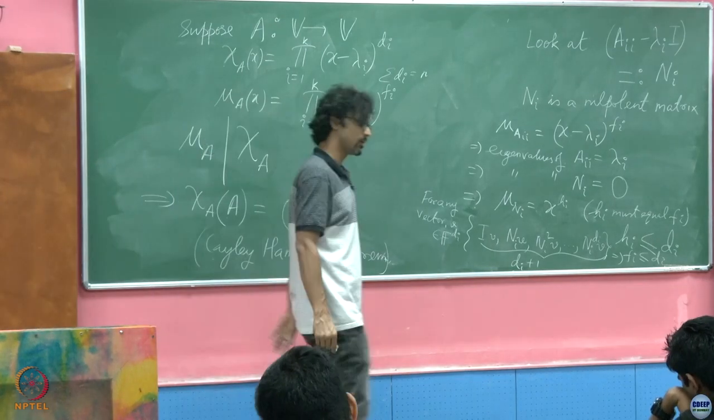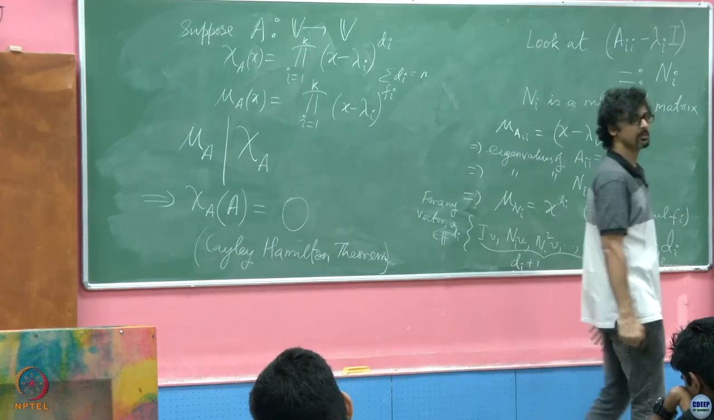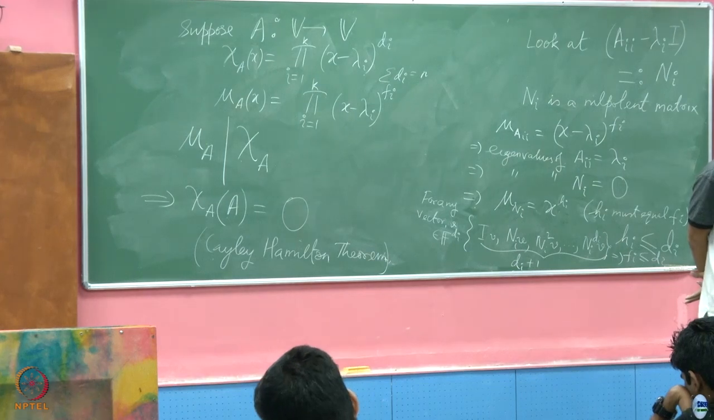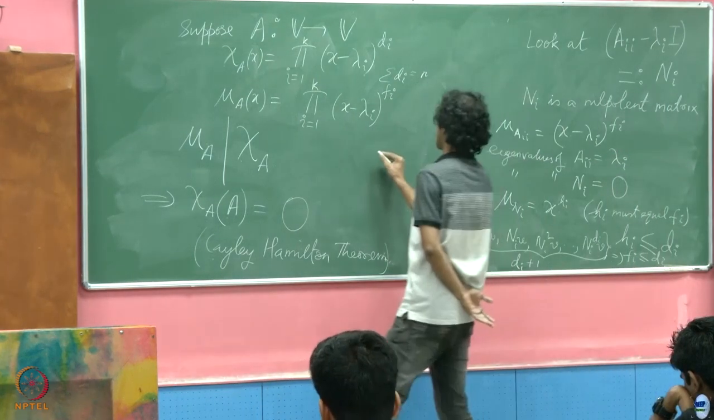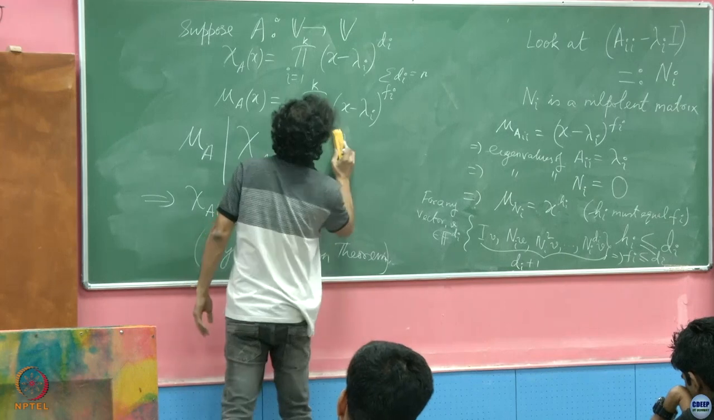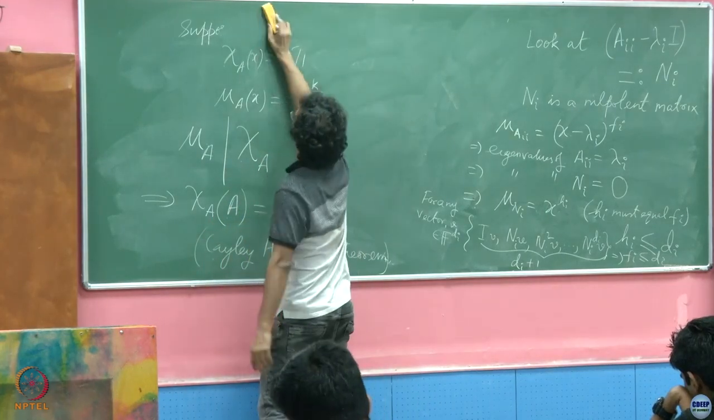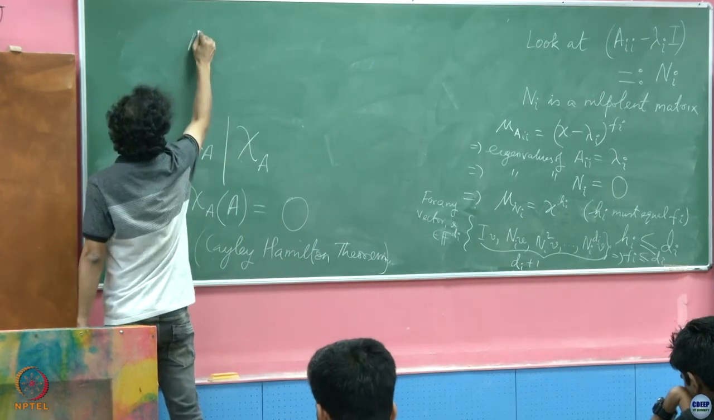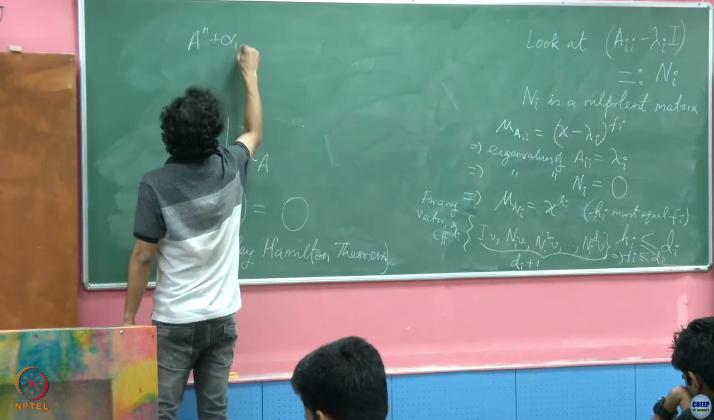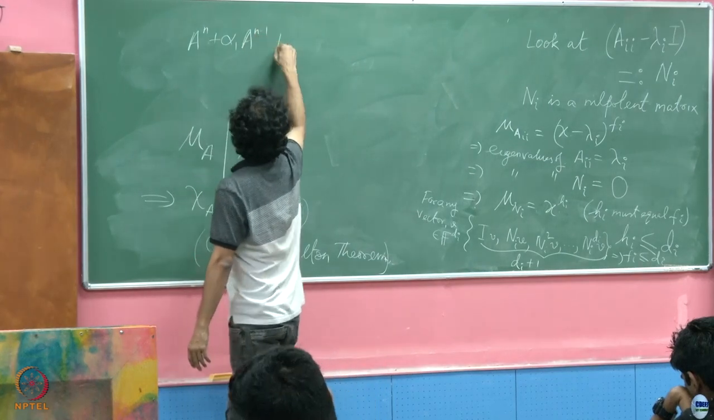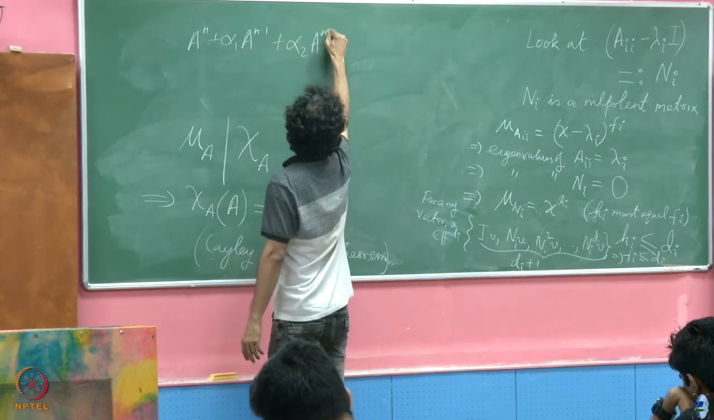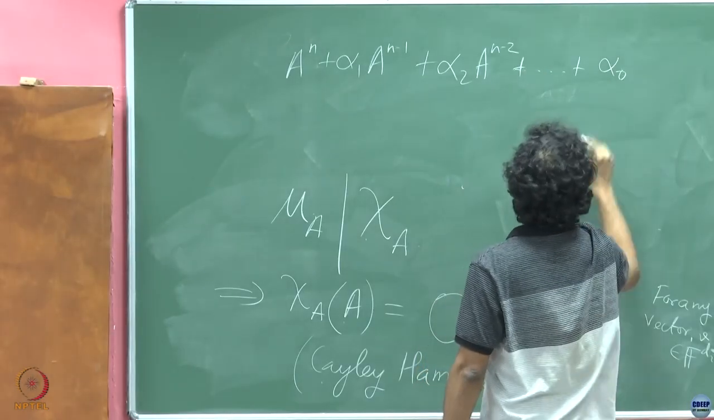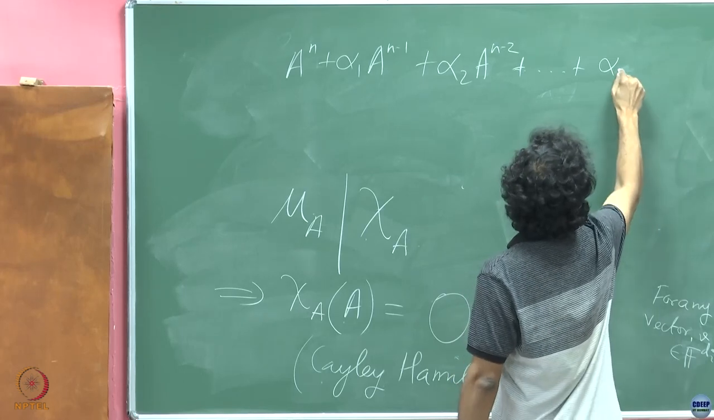The utility of this, one of the utilities is, if a matrix is invertible, you can just find the inverse of the matrix without those determinant and all those computations. Why? Because, okay, let me now erase this. Because we know that the Cayley-Hamilton theorem is true, suppose you have a to the n plus alpha 1, a to the n minus 1 plus alpha 2, a to the n minus 2 plus so on till alpha n, right?